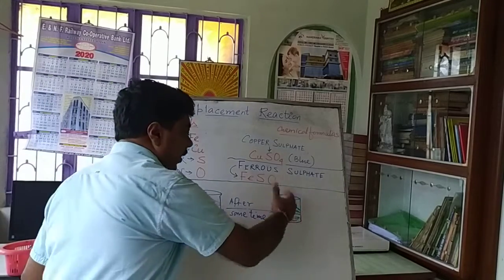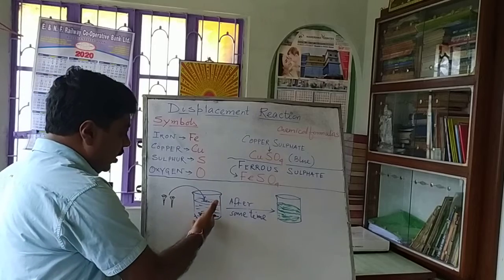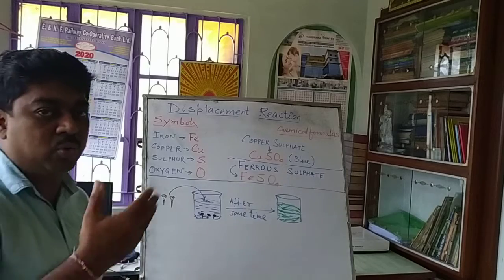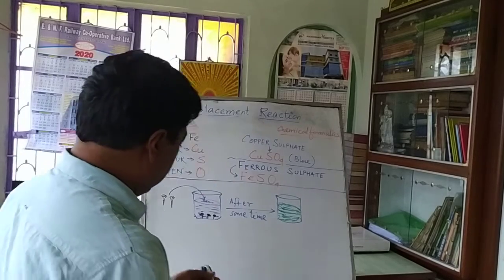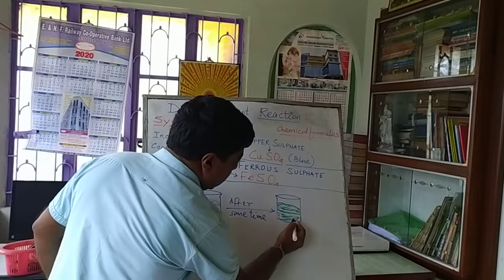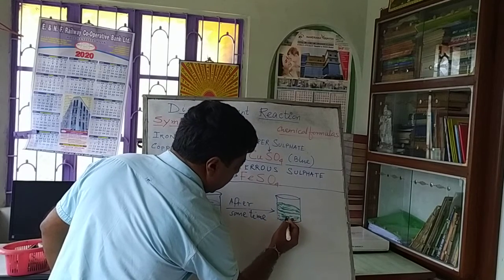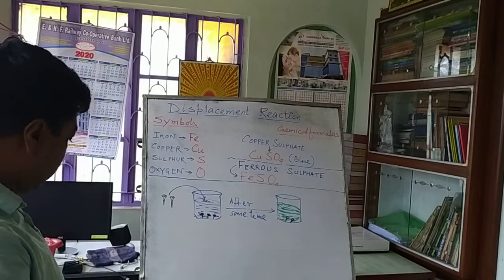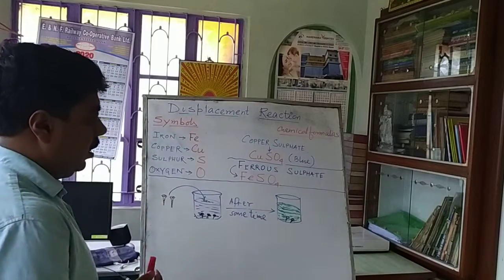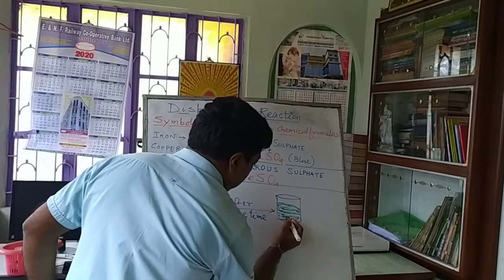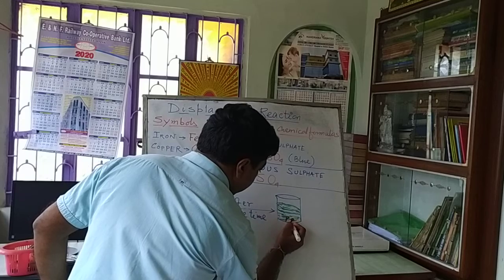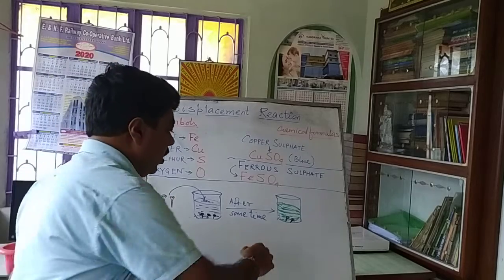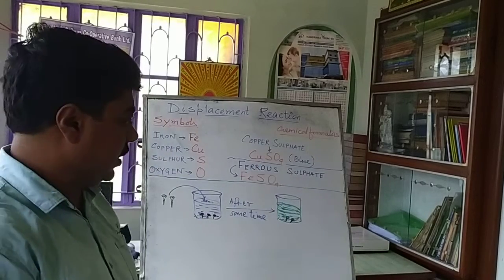Don't think that I have taken a second beaker. In the same beaker you will see that the color is slowly changing from blue to green. And what about the iron nails? On the surface of the iron nails, you will see the deposition of copper metal. It will become cuprous in color. That means a copper type look will be on the iron surface.